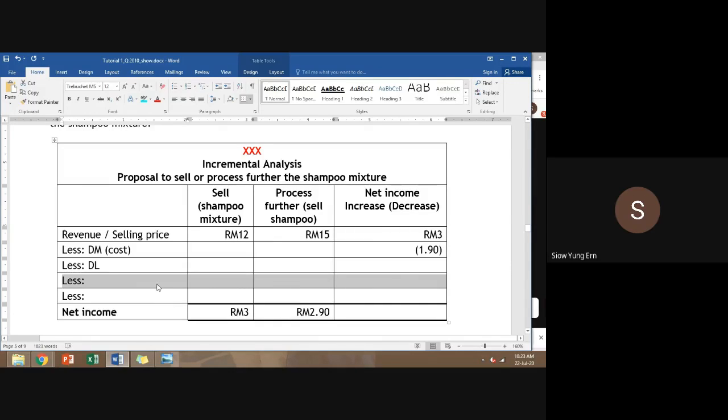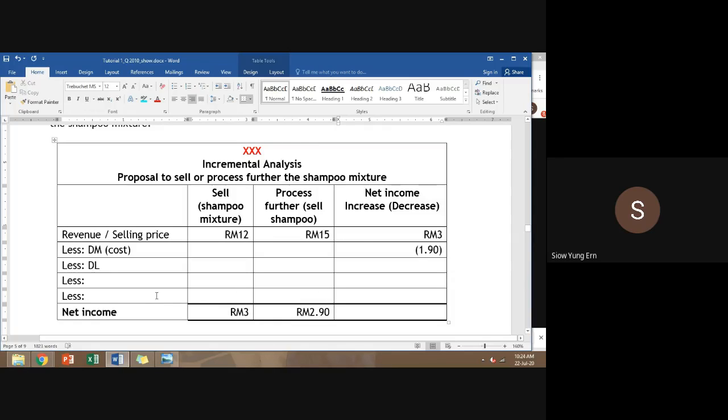Variable overhead. Correct, 40 cents. Okay. So if you compare variable overhead from 50 cents increase to 90 cents. So when cost increases, your net income decreases. So negative 40 cents. Okay. Cost increase, net income decrease 40 cents.